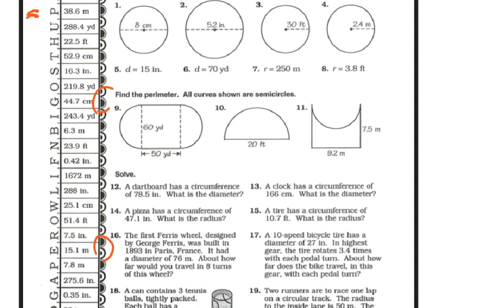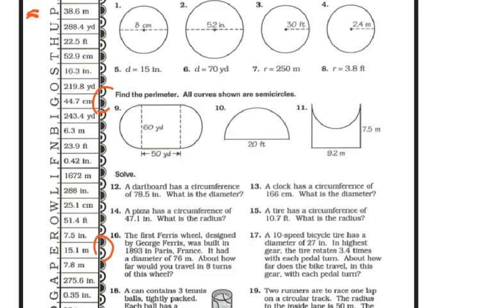So let's go ahead and draw the semicircle. Okay, so here it is, and what we need to know is what the diameter is, because we have to pretend like it's a full circle. So once we know what the diameter is, we'll be able to find the circumference, and then we can take half of it, because we know it's not a full circle, it's only half a circle.